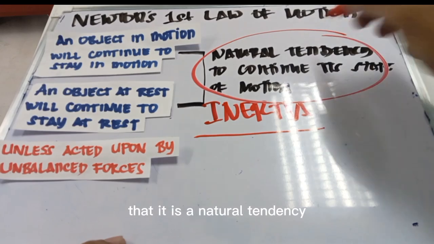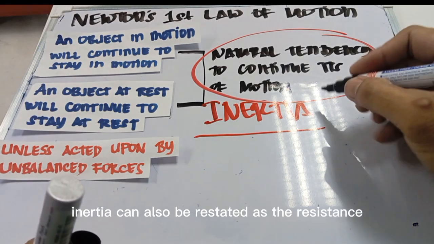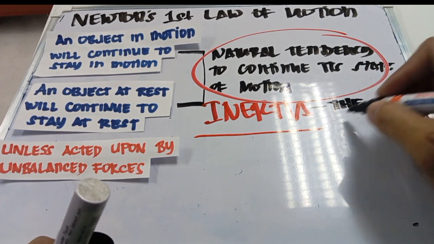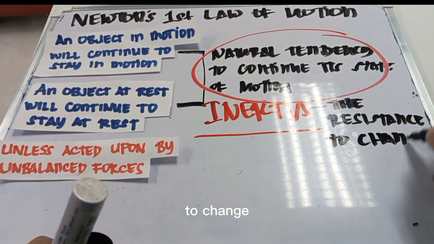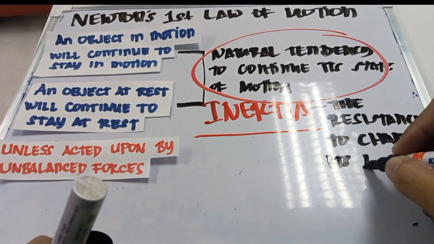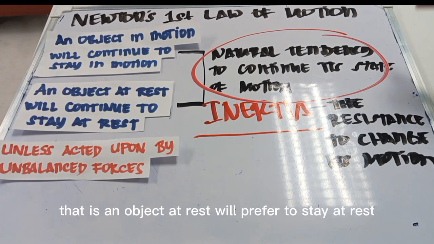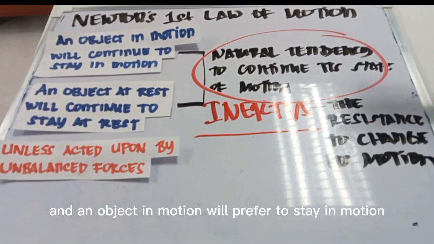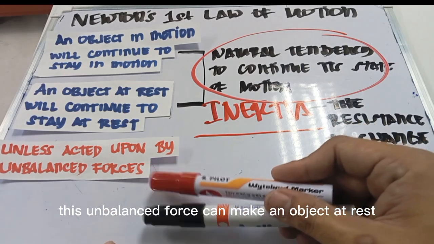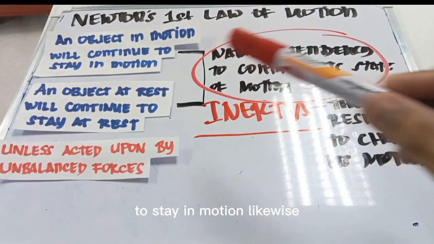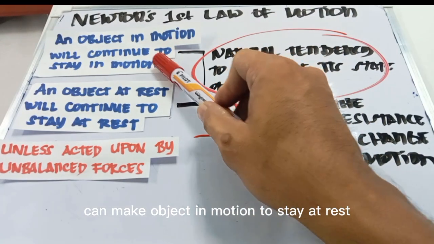Following this line of thought, that it is a natural tendency of a body to continue its state of motion, inertia can also be restated as the resistance to change its state of motion. That is, an object at rest will prefer to stay at rest, and an object in motion will prefer to stay in motion unless acted upon by an external unbalanced force. So this unbalanced force can make an object at rest start to move. Likewise, this unbalanced external force can make an object in motion come to rest.